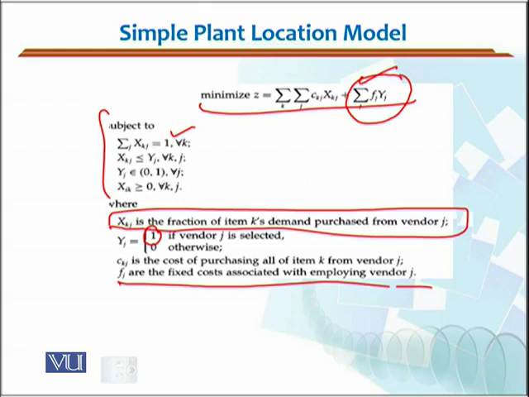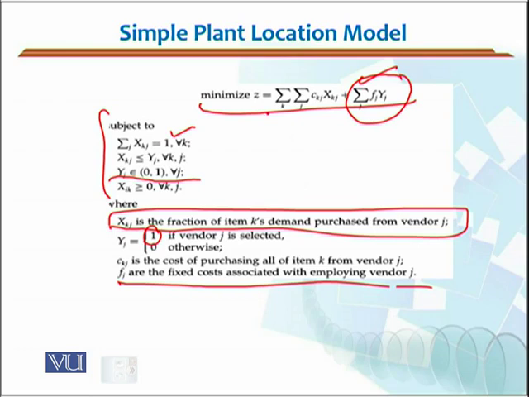Then yj, the third constraint, should belong to {0, 1}. That means either y is 0 or it is 1 for any value of j. That means it's an assignment. Then xkj should be greater than or equal to 0 for all k and j. The fraction of demand of items can either be 0 or higher than 0.